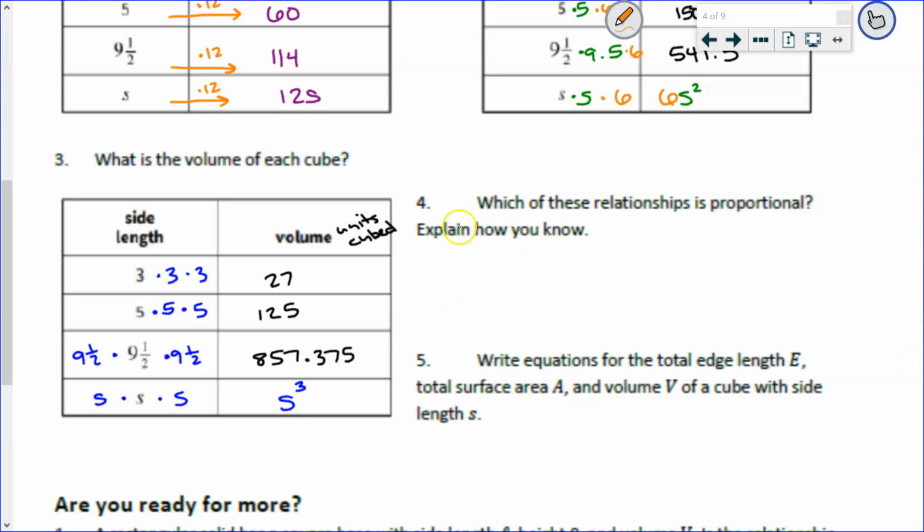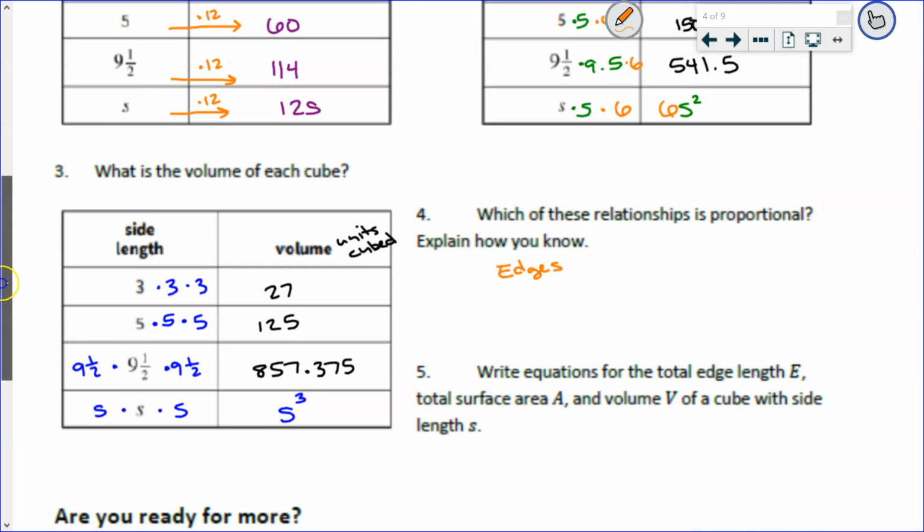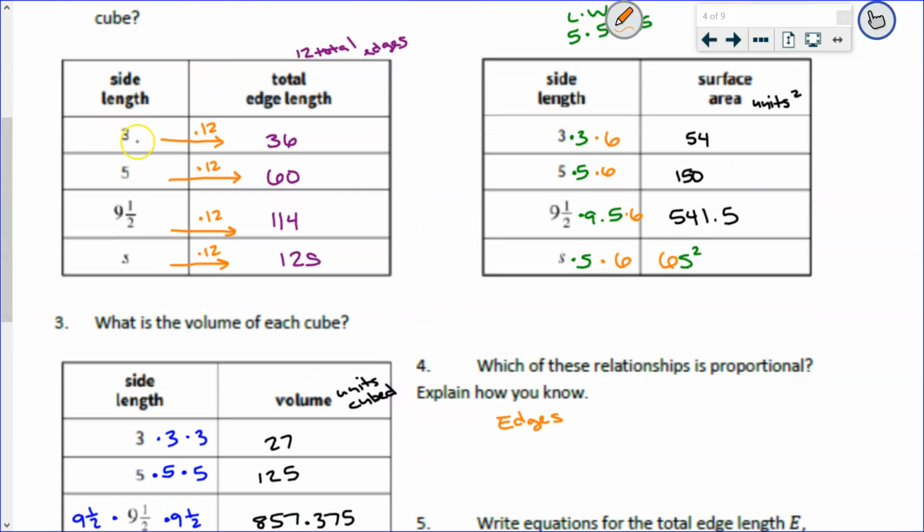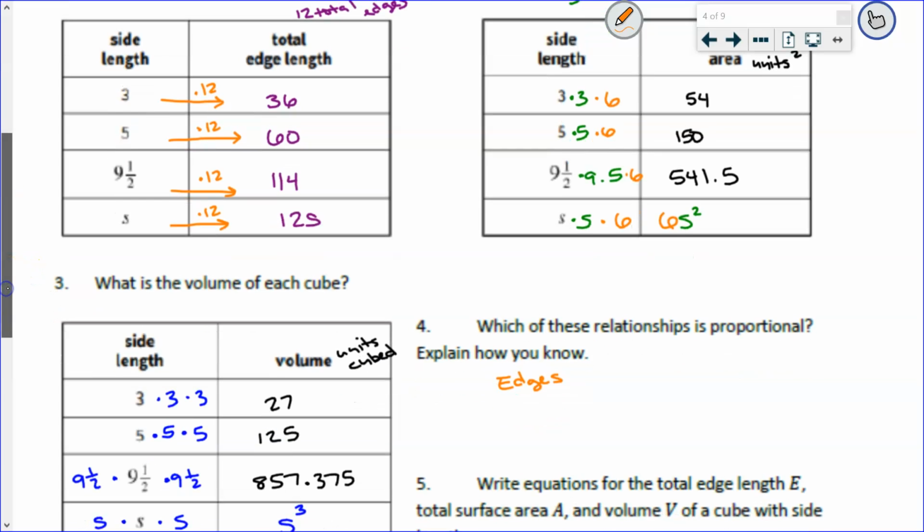And what we have discovered is that there is only one relationship that is proportional, and that is the edge. That's the only one that is proportional, because all that I'm doing is I'm taking this number and multiplying it by 12. That's the only one. It might have been tricky here because you think, oh, we're just taking it and multiplying it by 6, but we were doing something else first. We took that number, multiplied it by itself, and then multiplied it by 6. We took this number and multiplied it by itself, and then multiplied it by 6.